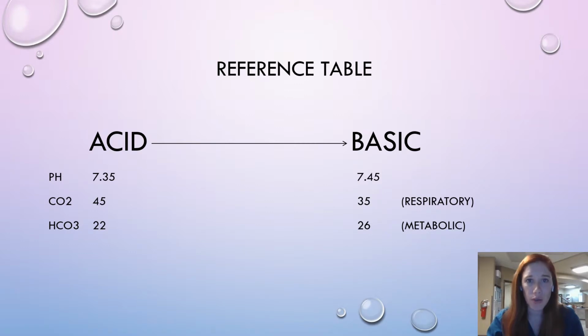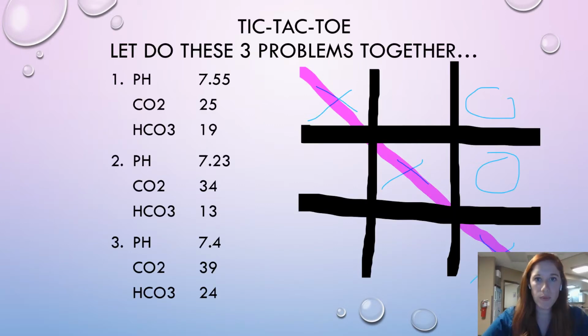Our HCO3, our bicarbonate, is 22 to 26. So if it's less than 22, it's a more acidic environment. If it's greater than 26, it's a more basic environment. Okay, so let's go over some problems and see if we can figure out what type of metabolic acidosis or alkalosis, respiratory alkalosis or acidosis we're in. See what kind of things are going on here.